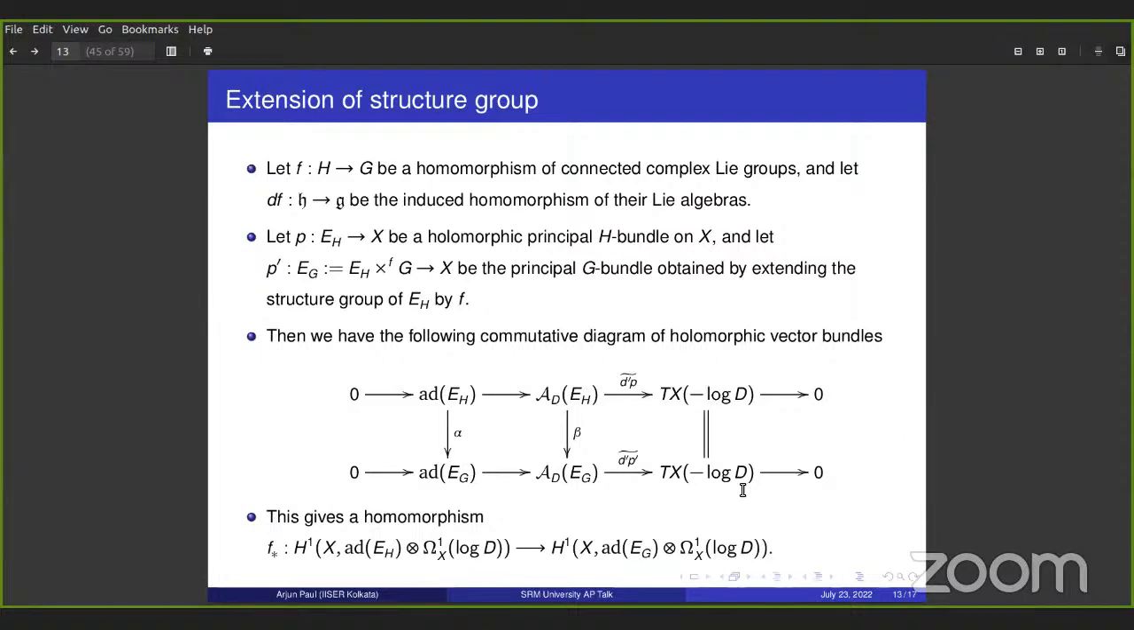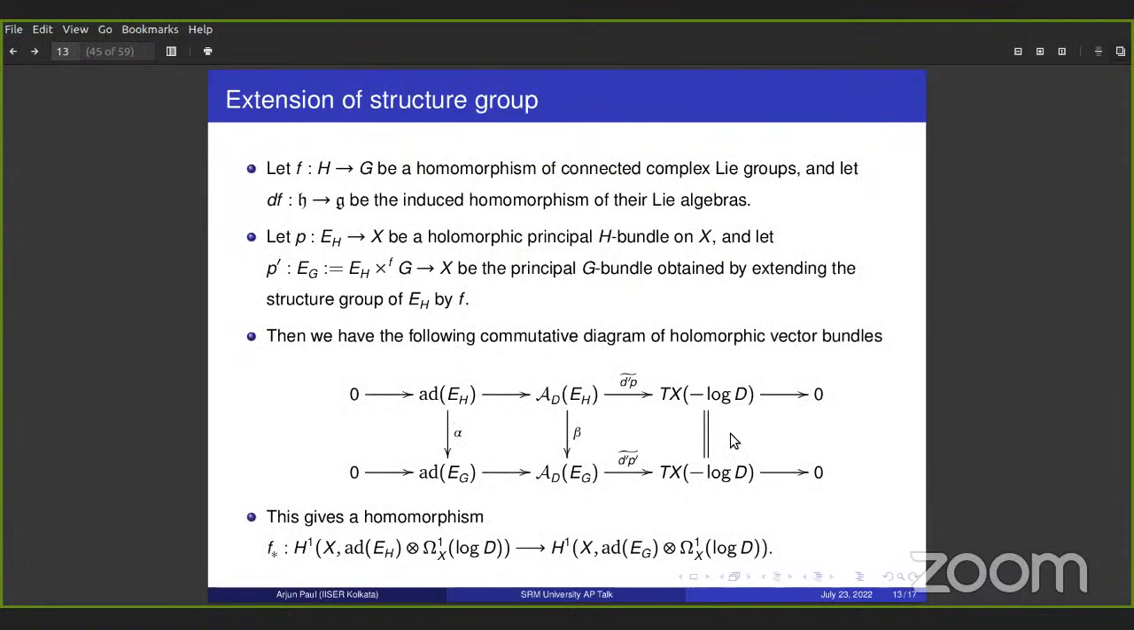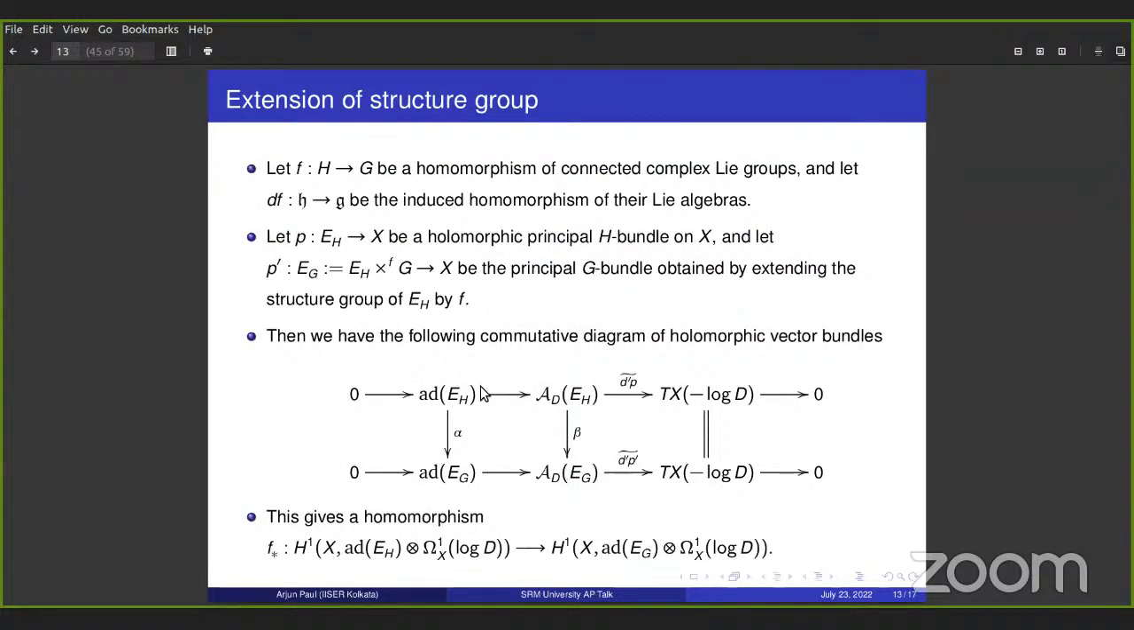So the next proposition says that with the above notation, E_G admits a logarithmic connection singular along the divisor D if E_H admits a logarithmic connection singular along D, which is quite clear from this commutative diagram, right? Because any splitting of the top exact sequence induces a splitting of the bottom exact sequence. So that's why. But the converse holds if we can define a reverse splitting.